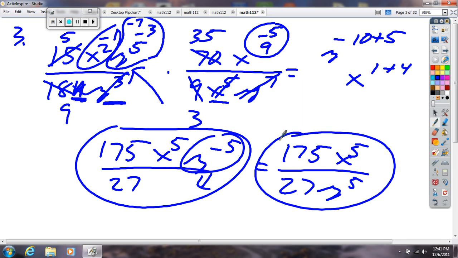So that's the answer you're going to want. If they don't ask for positive exponents, I'll take the one on the left. If they ask for positive exponents, you need to do the one on the right. You need to make all the exponents positive. So that's number 3.